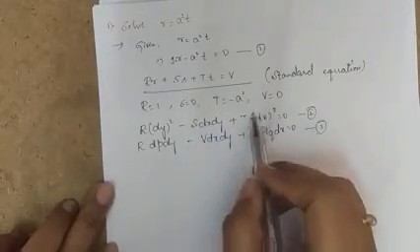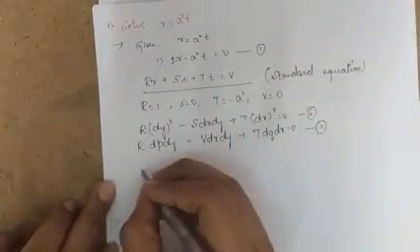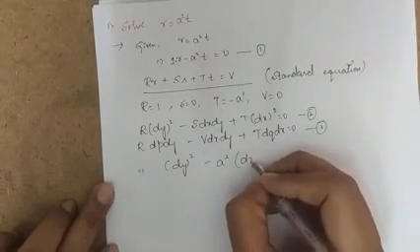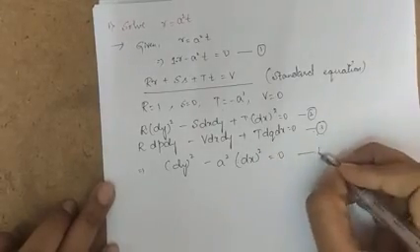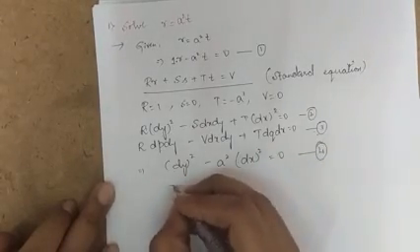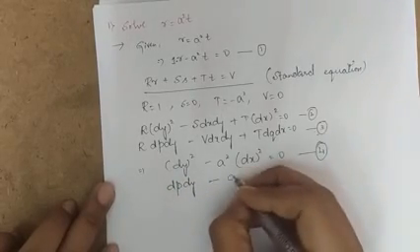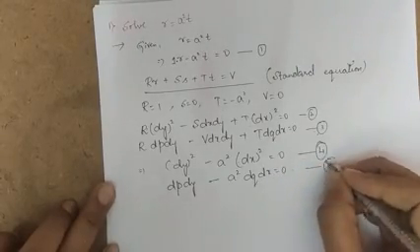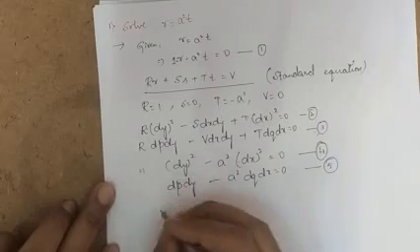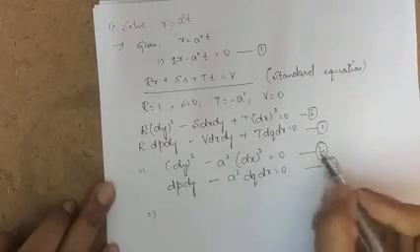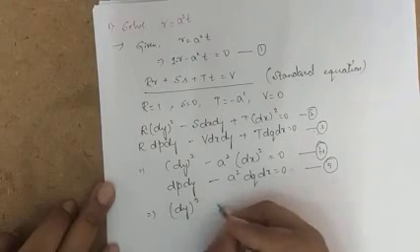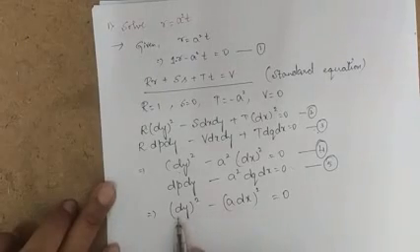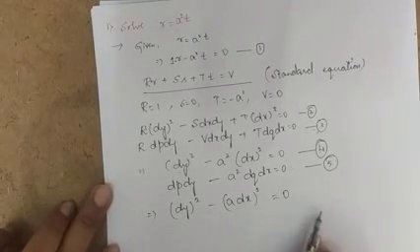If you substitute these values in equation 2 and equation 3, you will get dy whole square minus a square into dx square is equal to 0. I will call this equation number 4, and dp dy minus a square dq dx is equal to 0. This is my equation 5. So I can rewrite equation 4 as dy whole square minus a square dx whole square is equal to 0. This is in the form of a square minus b square is equal to 0.